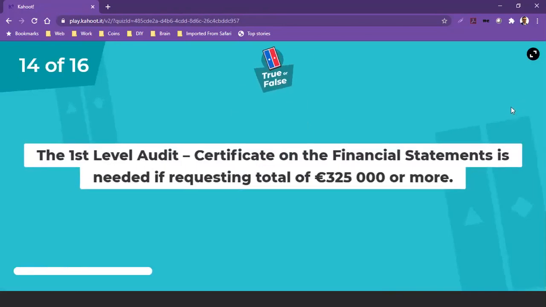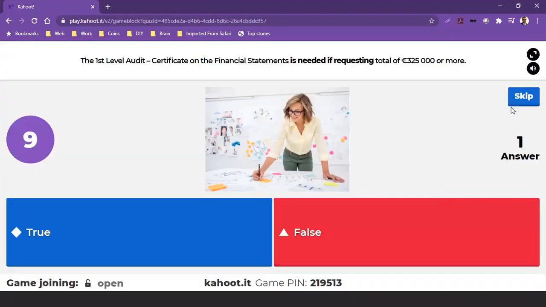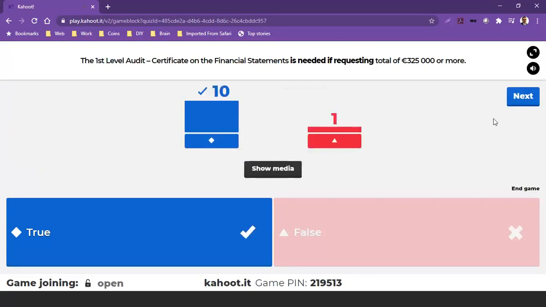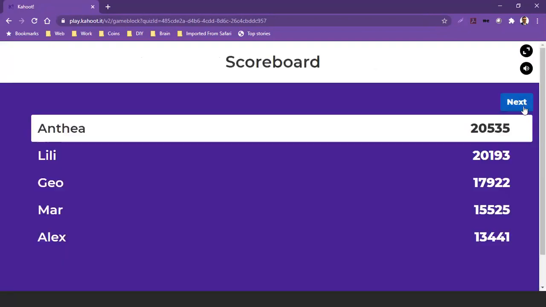So the first level audit certificate on the financial statement is needed if requesting a total of 325,000 or more. True or false? So the answer is true. So it's only needed if you are requesting more than 325,000 euros. Otherwise, you do not need to submit it.